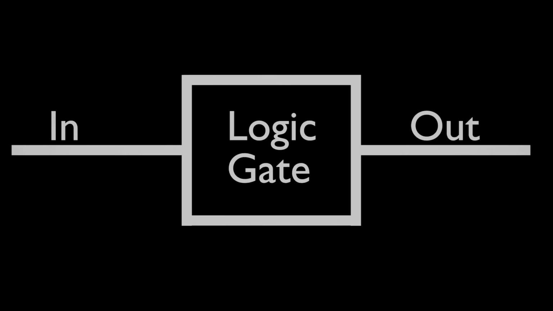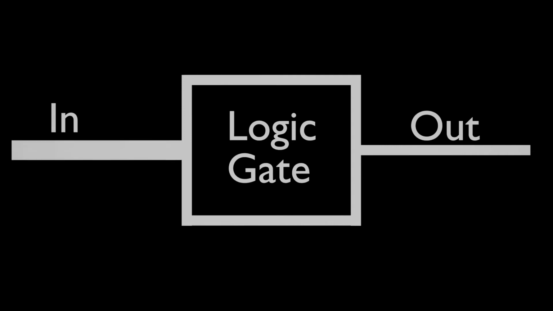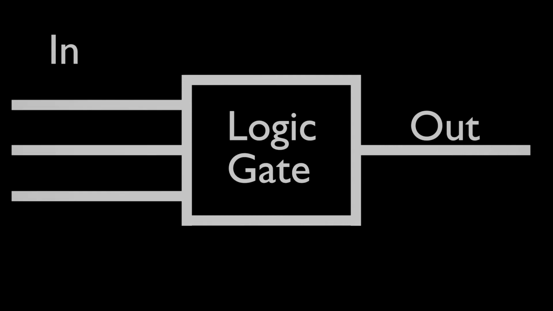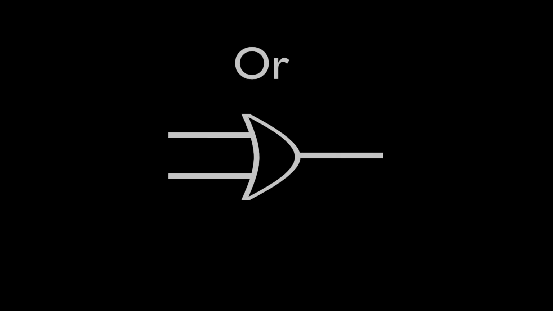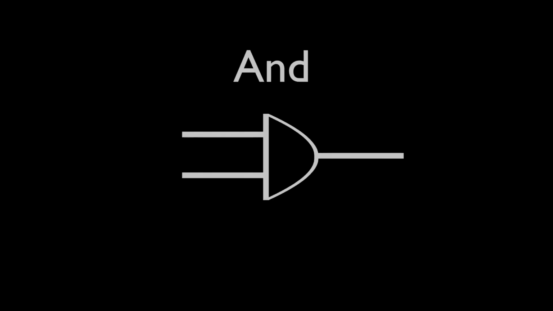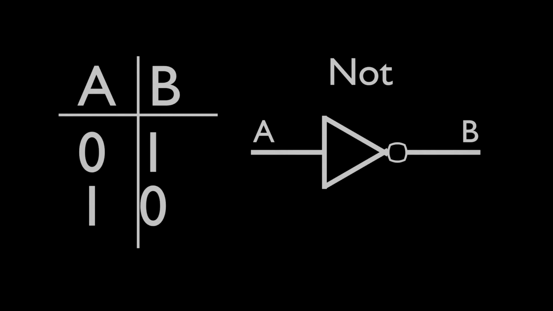Okay, so now let's talk about logic gates. Logic gates take one or more bits as inputs and spit out one bit as an output. So there are 4 simple logic gates. There is the NOT gate, the OR gate, the AND gate, and the XOR gate. The NOT gate essentially inverts whatever the input is. So if the input is a 0, the output's going to be a 1. But if the input's a 1, the output's going to be a 0.